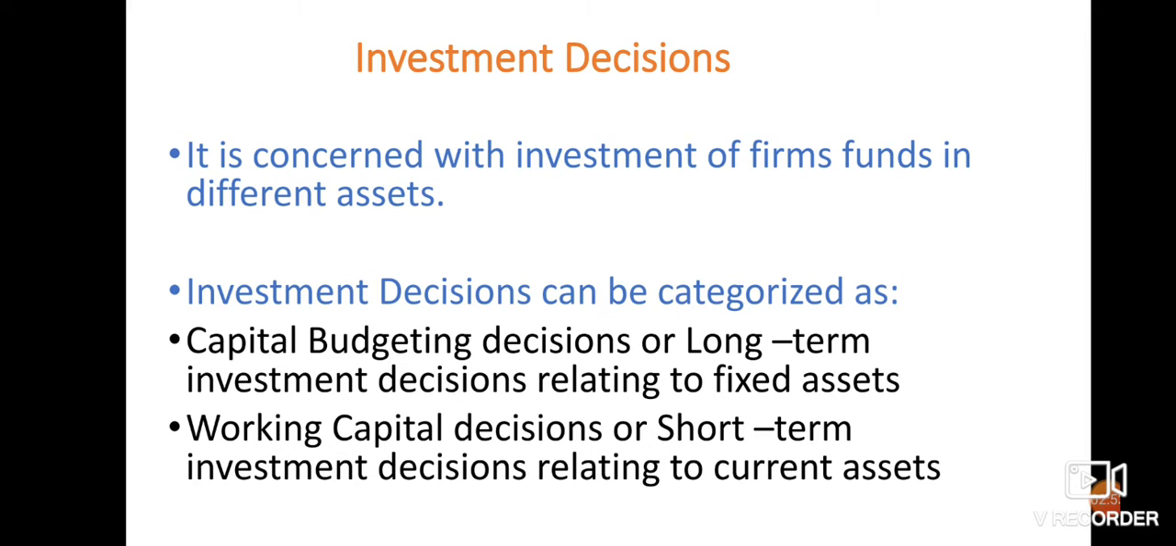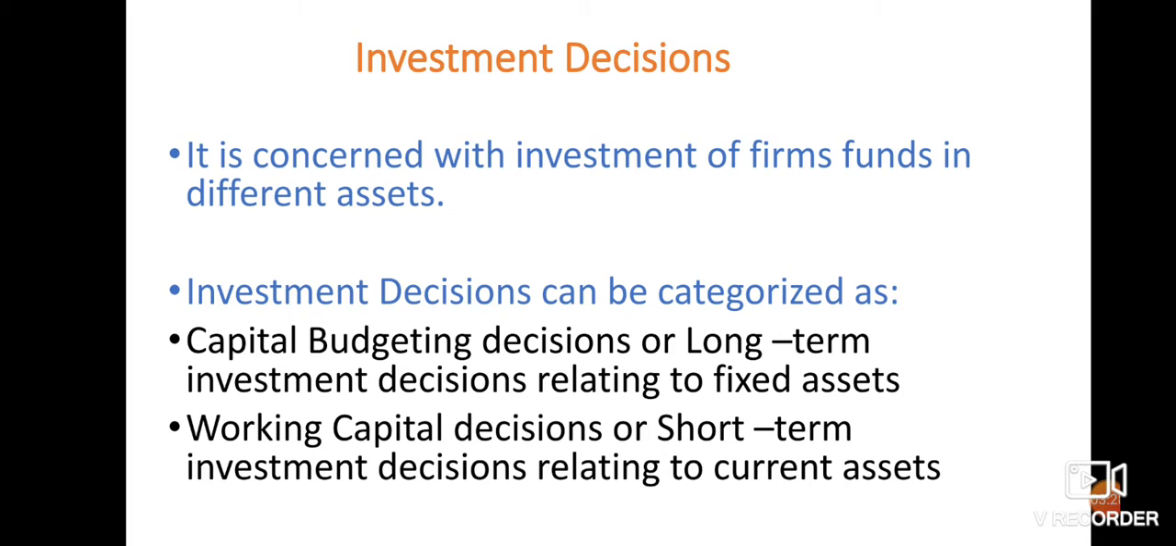Next, investment decision. The first decision, what it is all about. It is concerned with investment of firm's funds in different assets. Just now I told you what are the different assets: long-term asset and short-term asset. Long-term assets are assets which stay with a company for a long period of time. It can be land, building, machinery, etc. Short-term assets, money or funds required for day-to-day working of the business.